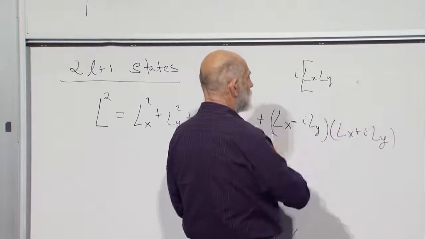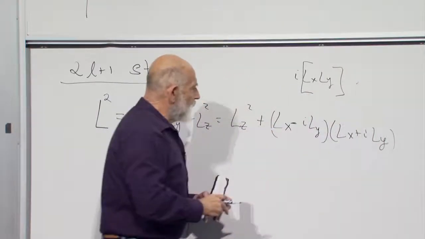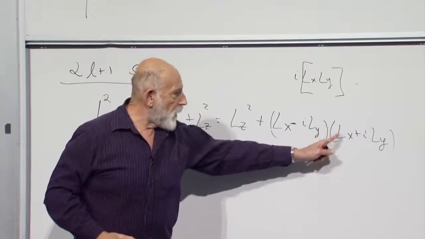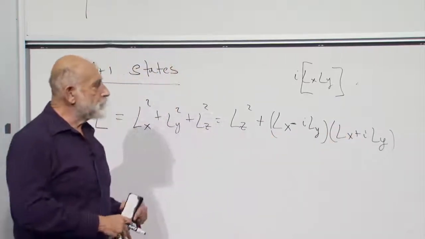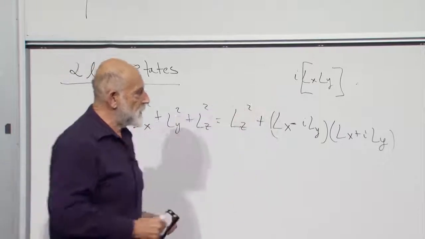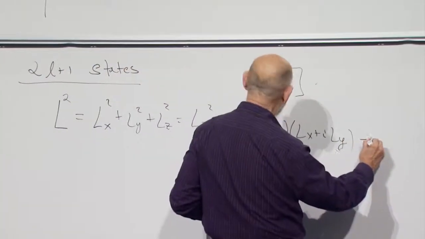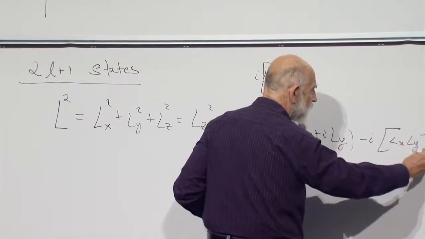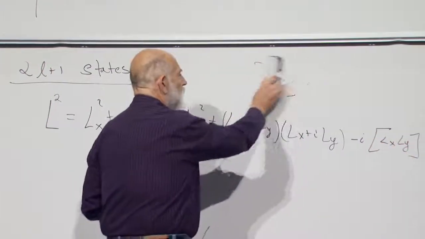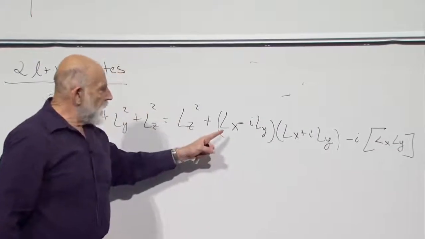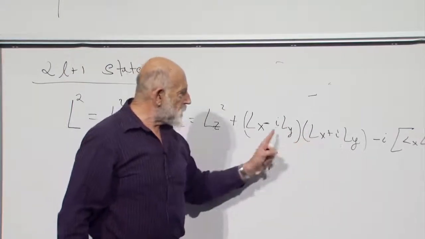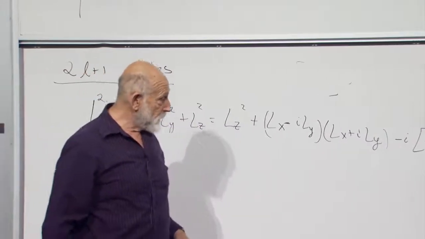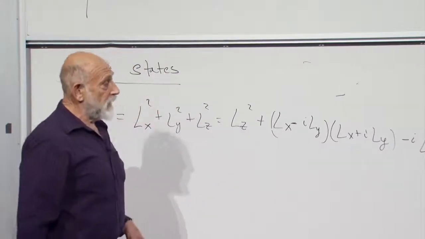In other words, we've overshot by writing in Lx minus i Ly times Lx plus i Ly. We have to subtract this, minus i times the commutator of Lx and Ly. That's just the extra piece that's there because Lx times Ly is not equal to Ly times Lx. Okay, so that's straightforward. But what is the commutator of Lx with Ly?